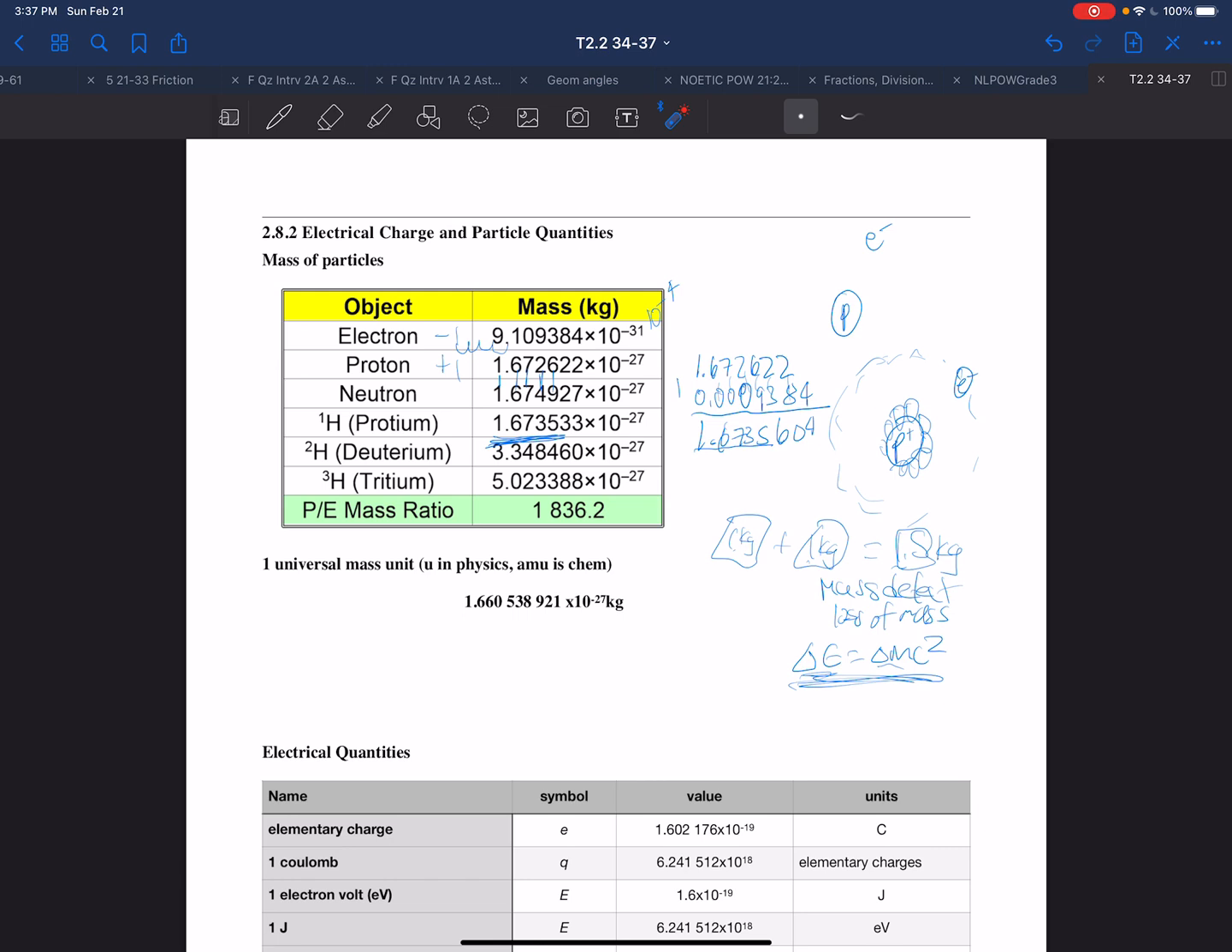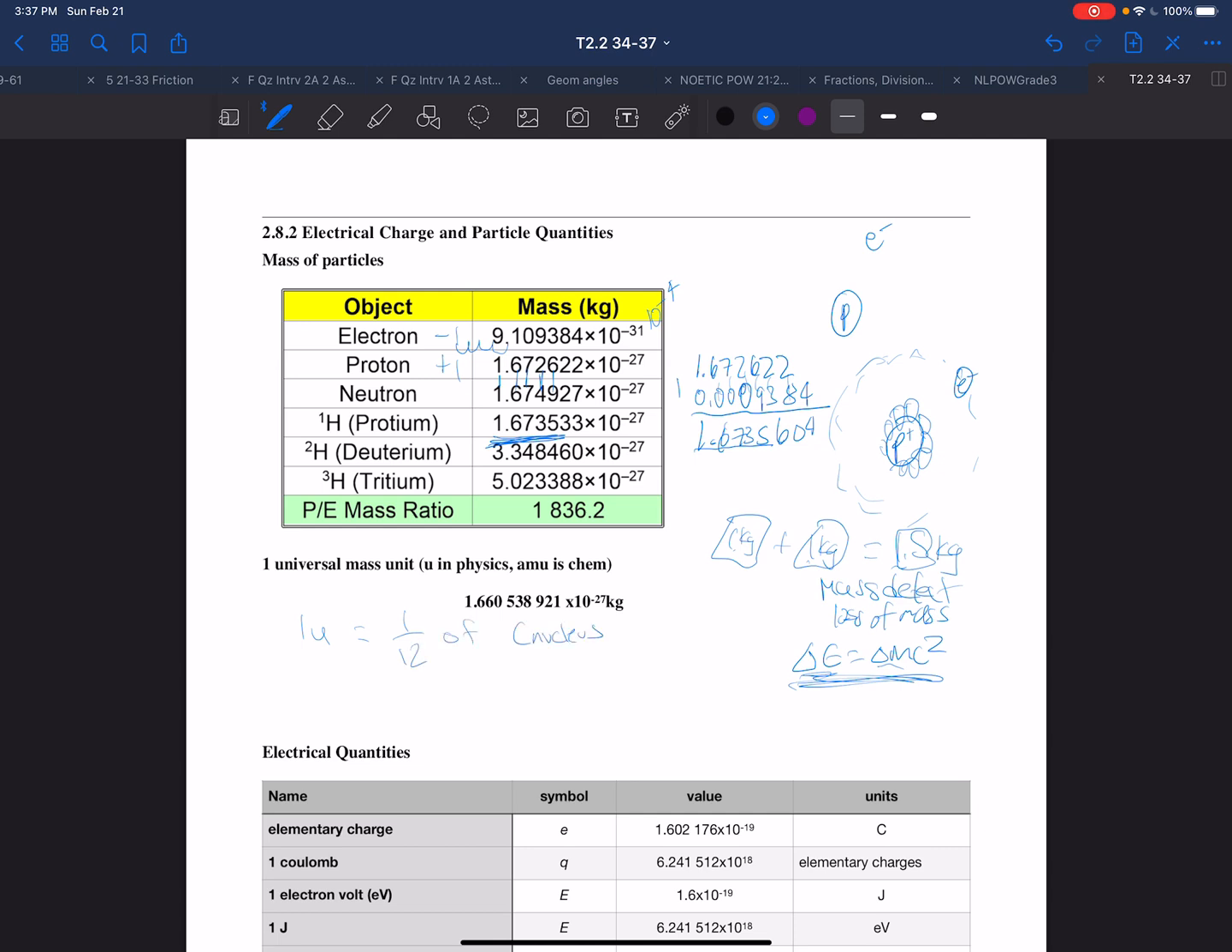Now, just one other thing to note: there is a universal mass unit, U, in physics. You probably learned in chemistry it's AMU, but that's not really a commonly used term anymore. It's U, universal mass unit. So 1 U is this many kilograms, 1.66 times 10 to the -27 kilograms. Well, if a proton has 1 U, then that should be the mass of a proton, but it isn't. The same thing is true of a neutron, and that's because a U is defined as 1/12 of a carbon nucleus.